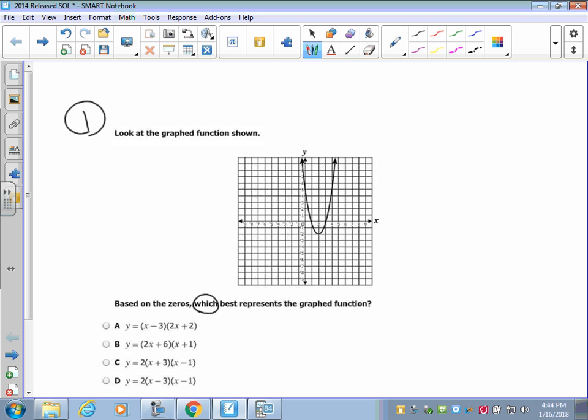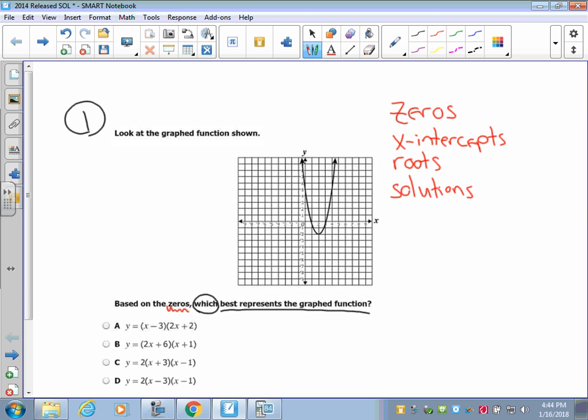So it's always a good idea with these word problems to see what we're supposed to find, which best represents the graph function. In order to solve this problem, you need to know what this word zeros means. There are 4 words that we see that all mean the same thing. We have zeros. My favorite one is x-intercepts. The other 2 words we have are roots and solutions. Whenever you take a test, especially like the SOL, they can use any of these words.